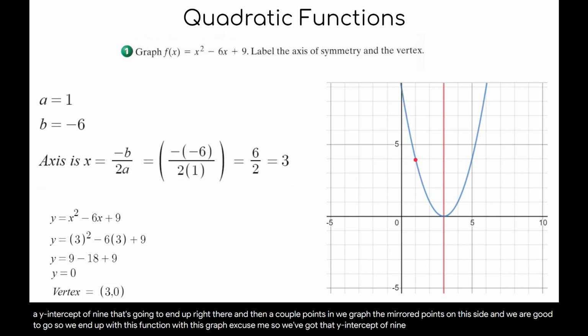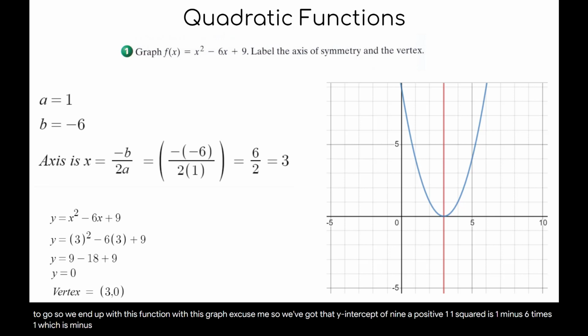When I substitute in a positive 1, 1 squared is 1, minus 6 times 1, which is minus 6, so that gives us negative 5, plus 9 is a 4. Therefore, when x is 1, y is 4, then I graph its mirrored point. Do the same thing with 2.